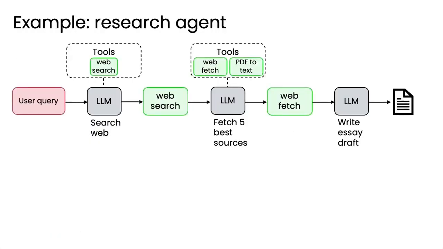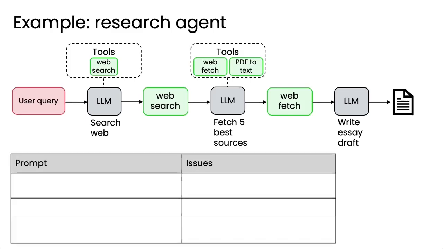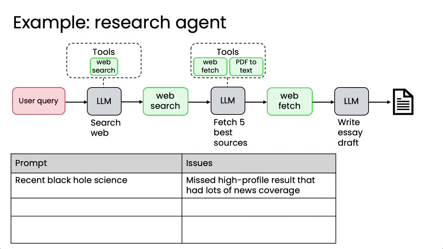Let me touch on one final example in which we'll revisit the research agents we've been looking at. If you look at the output of the research agents on different input prompts, let's say that when you ask it to write an article on recent breakthroughs in black hole science, you find that it missed some high-profile result that had lots of news coverage.